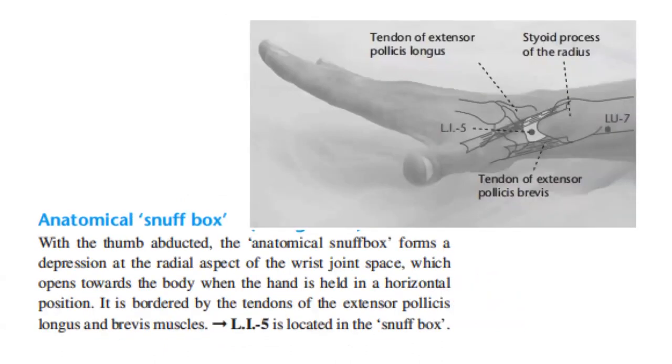Next, we have the anatomical snuff box. With the thumb abducted, the anatomical snuff box forms a depression at the radial aspect of the wrist joint space, which opens towards the body when the hand is held in a horizontal position. It is bordered by the tendons of the extensor pollicis longus and brevis muscles. LI5 is located in the snuff box.